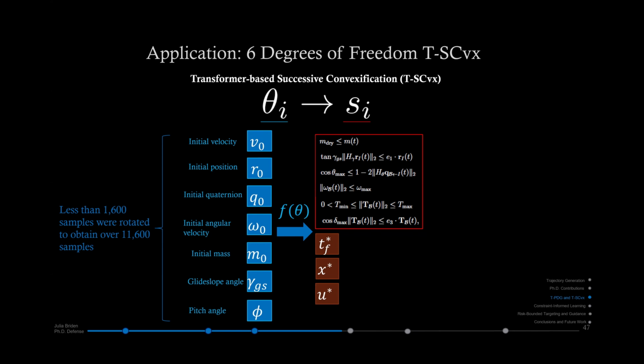And something to note here, we know with T-PDG previously, there were quite a lot of samples used. So in this case, we wanted to see how low we can go on the number of samples while still maintaining generalizability. In this case, we actually sampled less than 1,600 samples, but we rotated these samples every 45 degrees to get over 11,600 samples, since we want to embed rotation invariance into our trained policy for the neural network. And so this allowed us to do that.